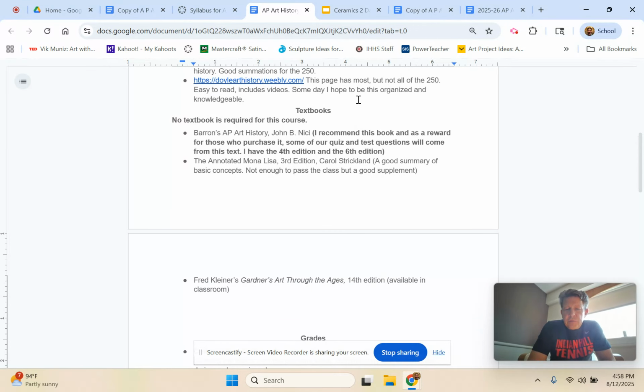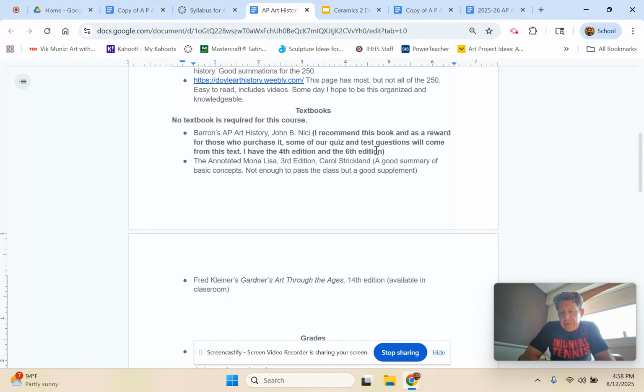The books that you do not have to buy, but that I might recommend, would be Barron's AP Art History by John Nisi. I have the 4th edition from last year, and there's now a 6th edition as well. I used that book to develop the curriculum and some of the test questions because they are the same as previous College Board exams. So it is an expensive book, $40 to $50. So I don't expect everybody to buy it.